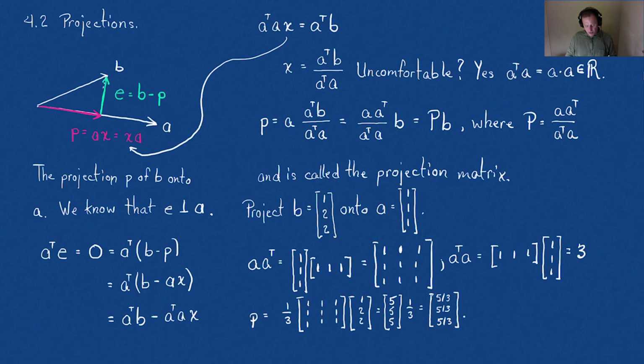Oh, and notice this. Here's what I wanted to write it this way. Notice that if I wrote this as 5/3 times 1, 1, 1, well, what is that? Well, that's just 5/3 times A, which is what we said. We said that the projection of B onto A would simply be the vector A times a scalar. And in this case, the scalar is 5/3.